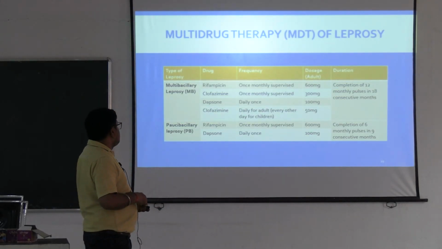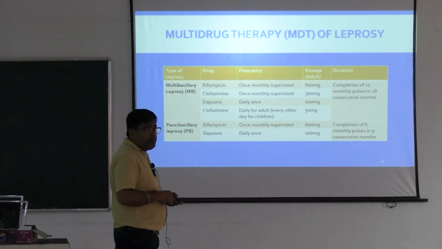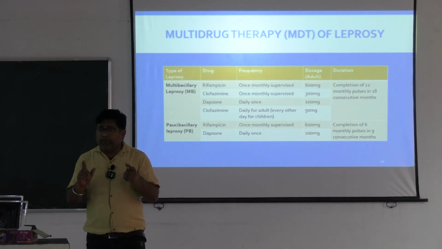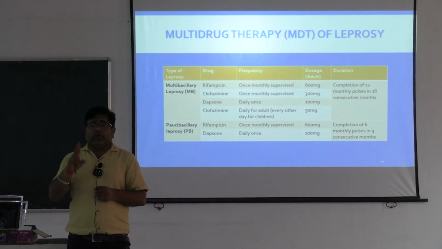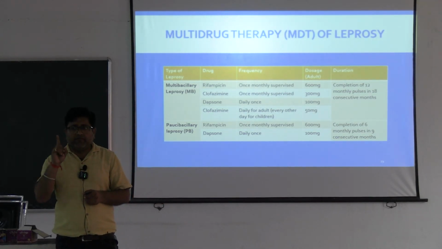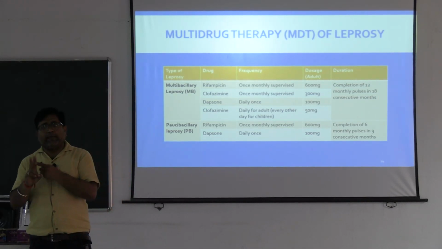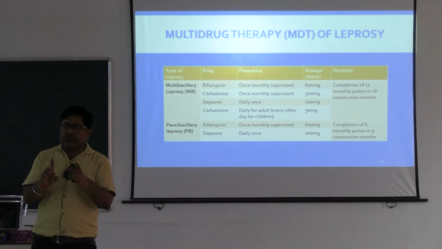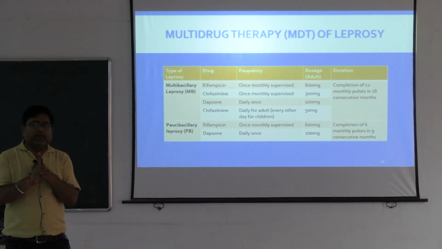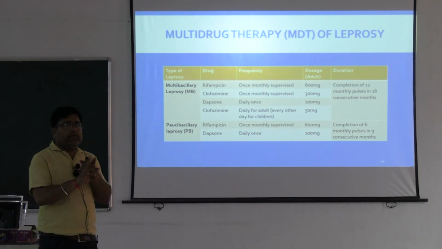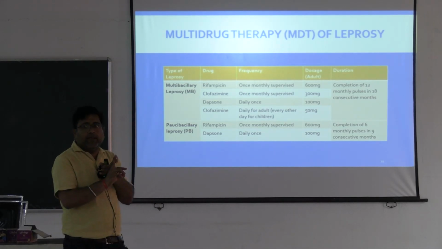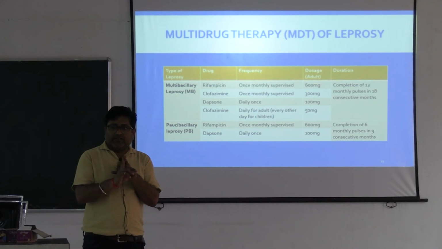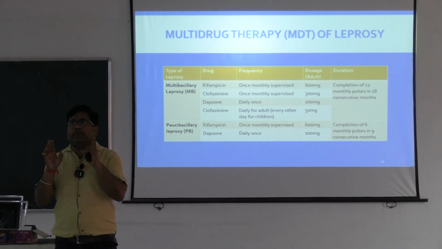Now, coming to the multi-drug therapy of leprosy regimen. We treat paucibacillary leprosy with 2 drugs. Number 1 is Rifampicin, number 2 is Dapsone. Rifampicin we give in an adult dose of 600 mg once monthly supervised, and we give Dapsone 100 mg daily non-supervised. The duration of therapy is 6 months.